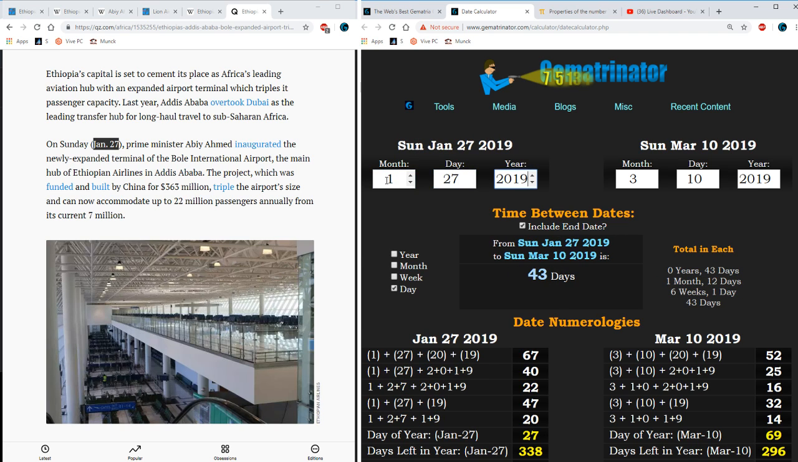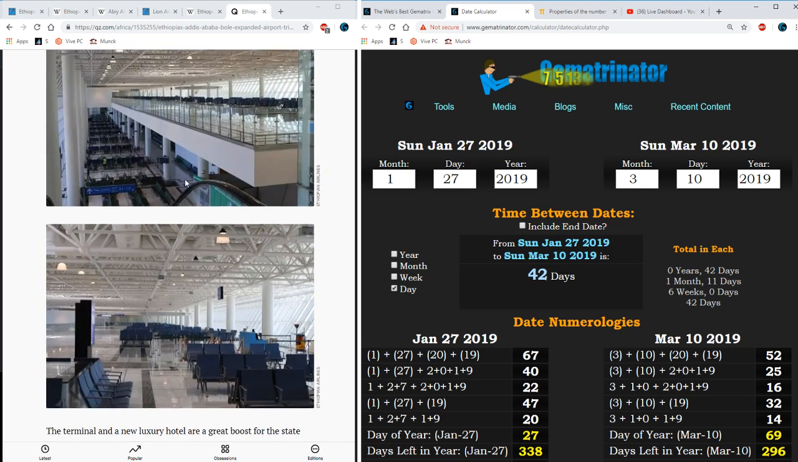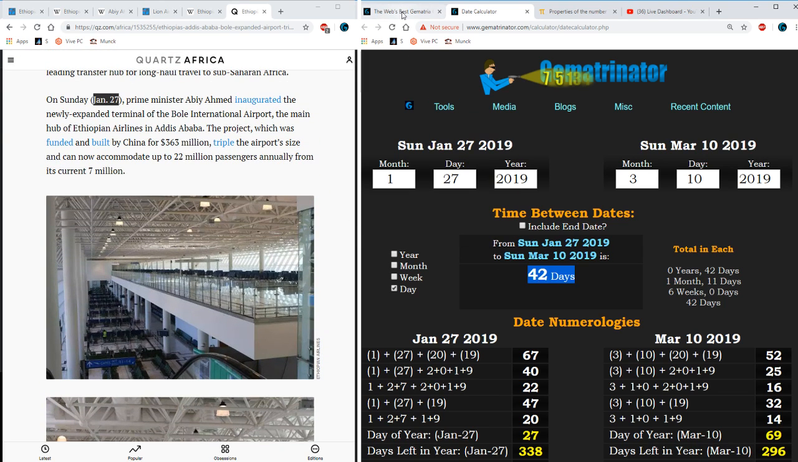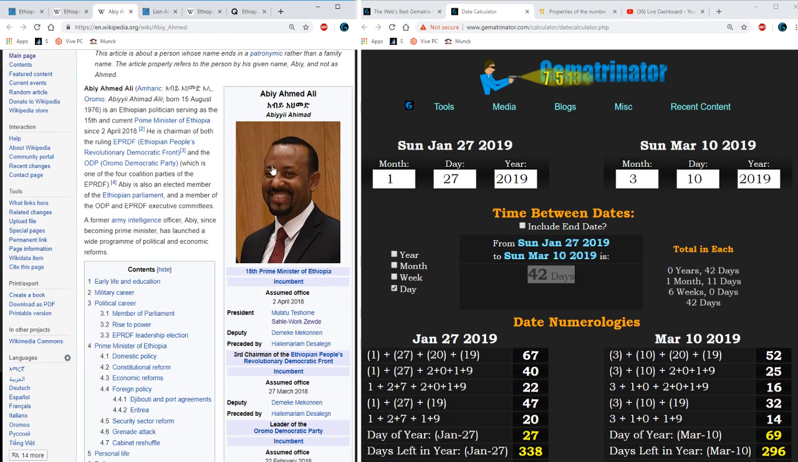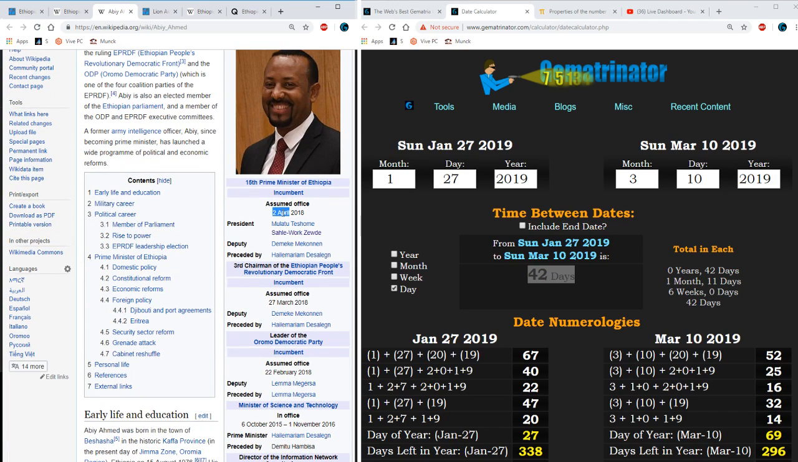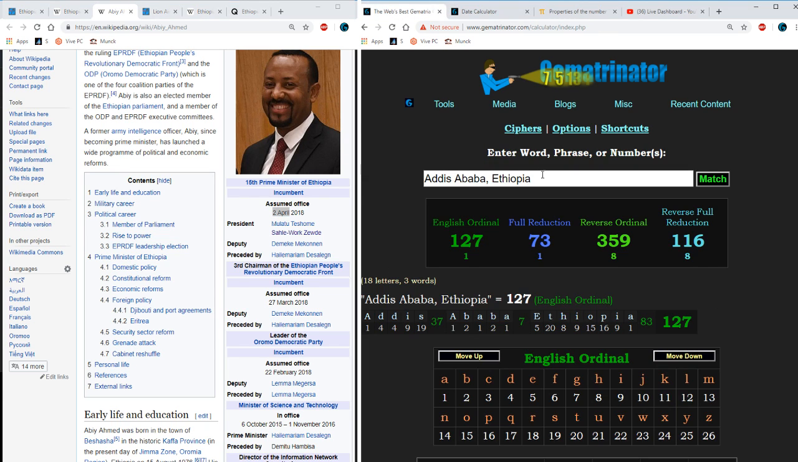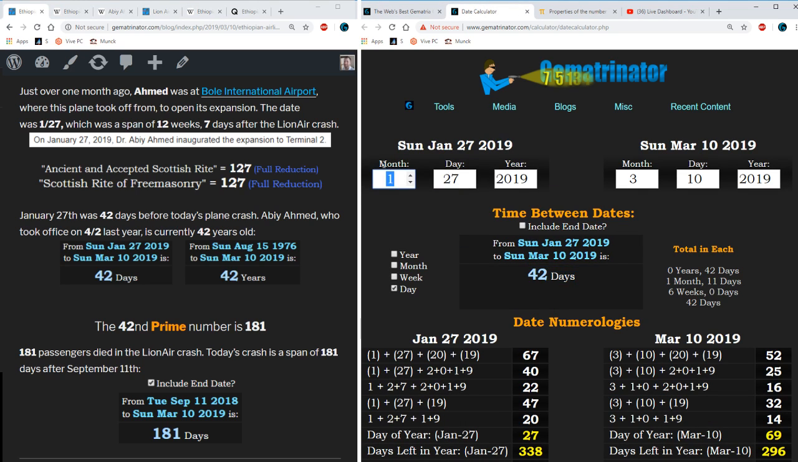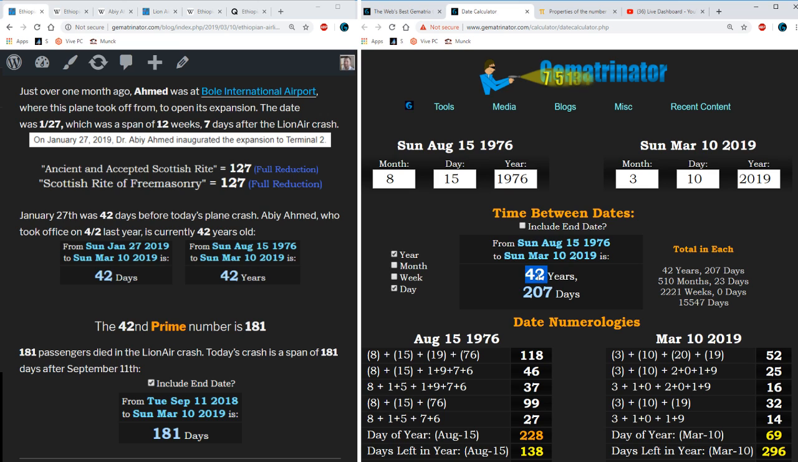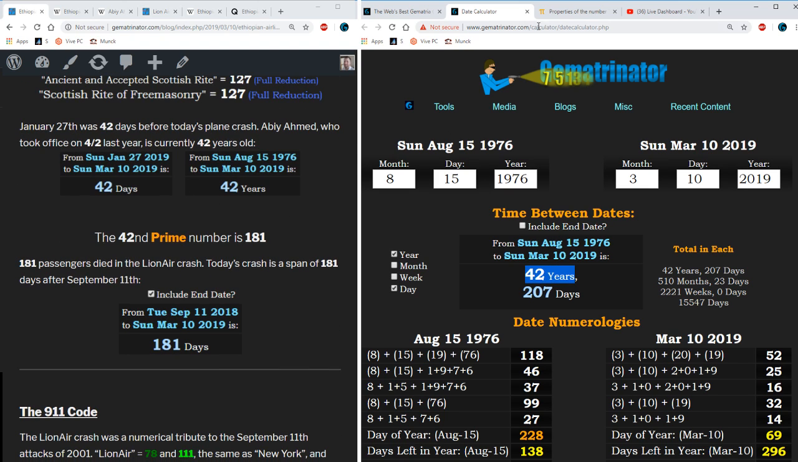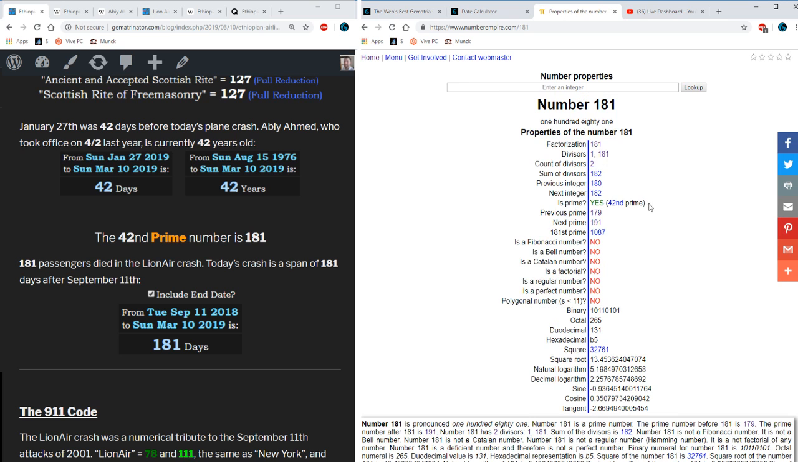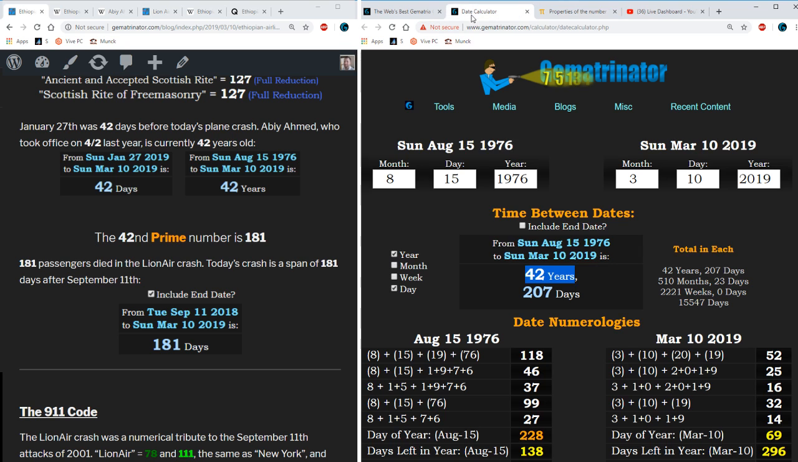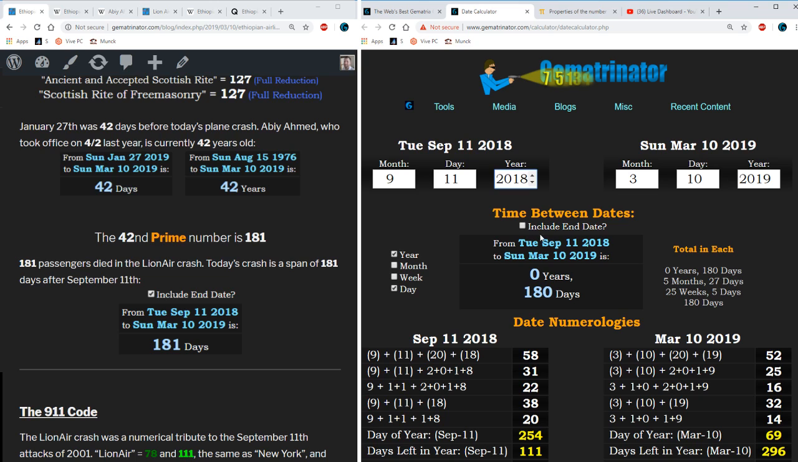If we measure from January 27th, the date of this opening where Ahmed came and inaugurated the new section of the airport, we find the crash happened 42 days later. And why does this number stick out? Well, Prime Minister Ahmed assumed office on April 2nd of last year, the date written 4/2. And today's date, August 15th to today's date, look at this, he's 42 years old. Now, the 42nd prime number is 181. Today's crash falls a span of 181 days after 9/11, or September 11th.